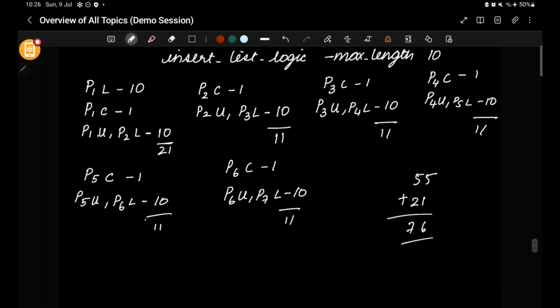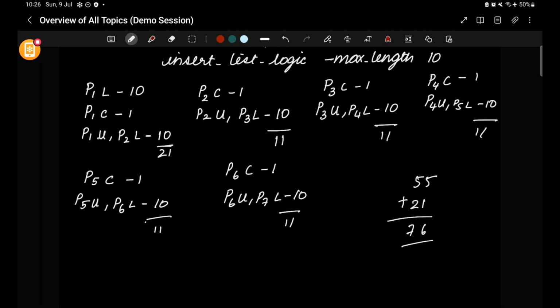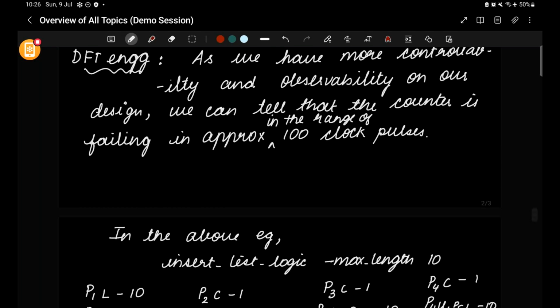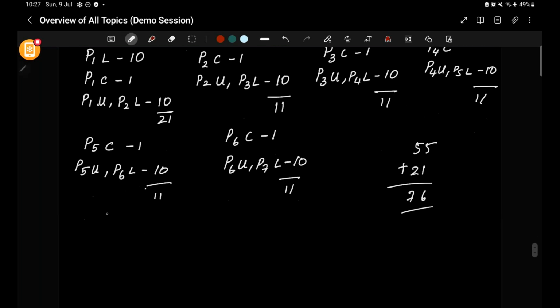Approximately I consider 6 to 7 patterns. Sometimes it might even go to 10 to 15 patterns. But the range of clock pulses will be approximately in the range of 100 clock pulses only. Okay, in the hundreds, like around 76 or 100 or maybe 115. But a functional verification engineer, how many clock pulses do they require? They require more than 1000 clock pulses. Whereas we DFT engineers require only in the range of 100 clock pulses to tell that the counter is failing.